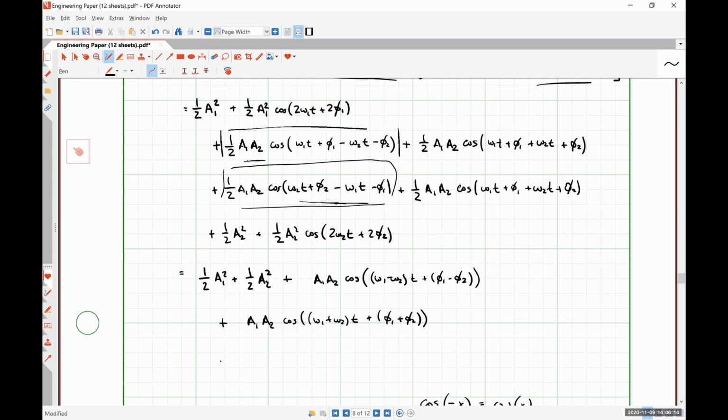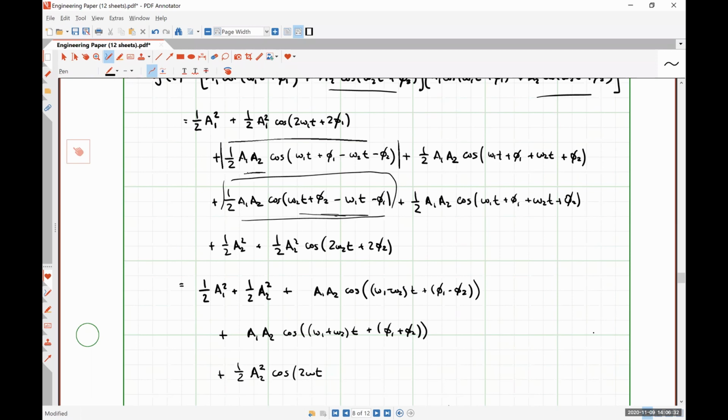And then finally we have this 1/2 a2 squared cosine of twice omega 2t plus twice phi 2. Sorry, I forgot something here. The other term I forgot is 1/2 a1 squared cosine of twice omega 1t plus twice phi 1. So I went from 8 terms to 1, 2, 3, 4, 5, 6 terms.